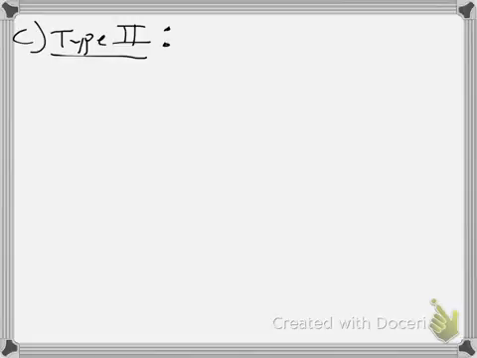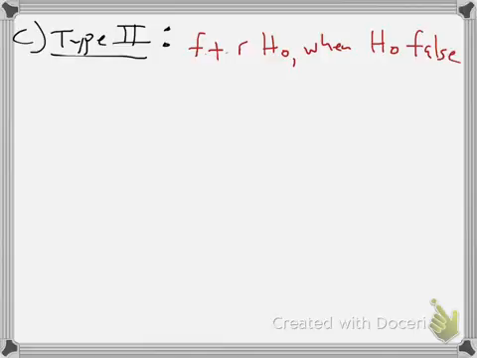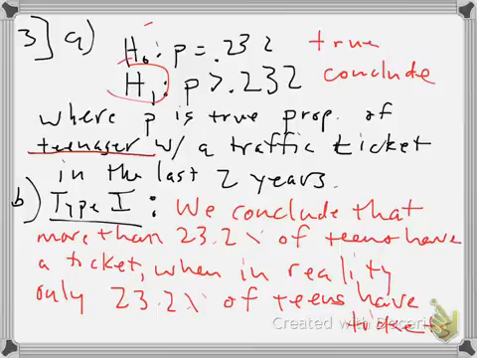All right, type 2 error, part C. What would a type 2 error be in this context? Well, remember, let's take a look at the definition. A type 2 error is when we fail to reject the null hypothesis when, in reality, the null hypothesis was false and the alternative was true. So what would that mean again, looking at our hypotheses? That would mean we would come to this conclusion, H0, when this was the reality.